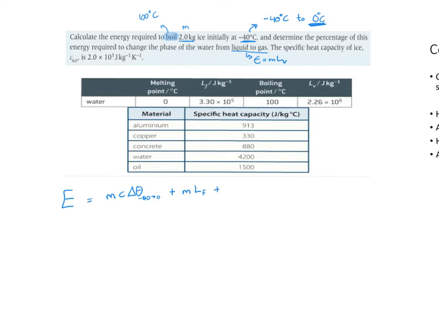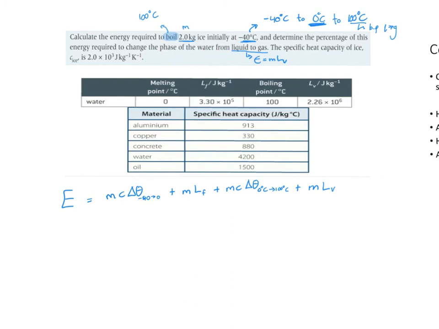Then we need the energy required to take it from 0 degrees Celsius to 100 degrees Celsius, which is the temperature at which it boils. So we need mc delta theta, here from 0 to 100 degrees Celsius. And then the energy while it's at 100 degrees Celsius, the boiling point, where we have a phase change from liquid to gas. So that will be mL_V, the latent heat of vaporization.